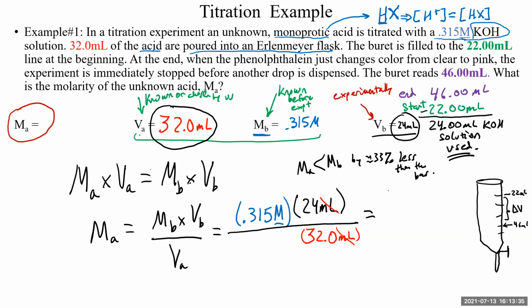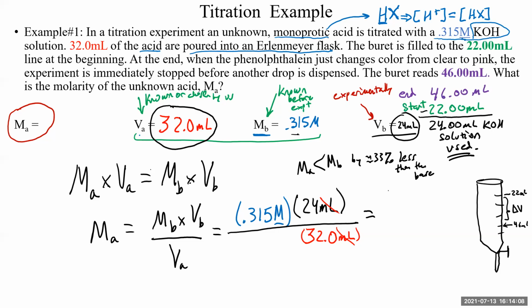And I'm basing this only on the fact that it took 8 fewer milliliters of the base solution to neutralize the acid. It took 8 fewer milliliters, 24 versus 32, and 8 out of 24 is 33%. That's what I'm guessing. And 33% of 0.3 is about 0.1, so 33% less. I'm guessing it's going to be about 0.2 something. That's just my guess. I don't actually remember the answer to this problem. So let's see. Either that or I've made a fool of myself, one or the other.